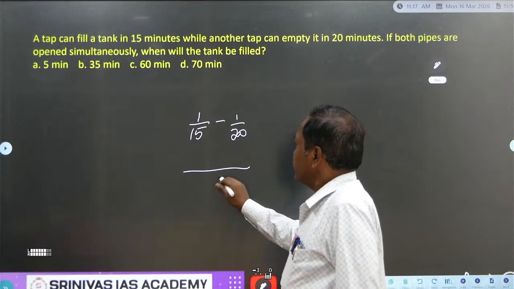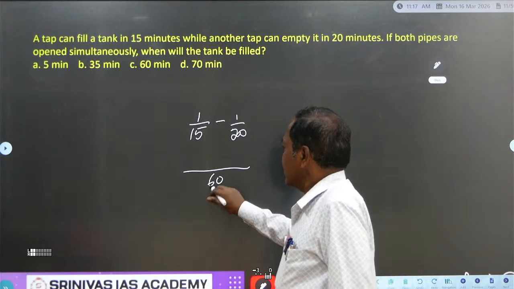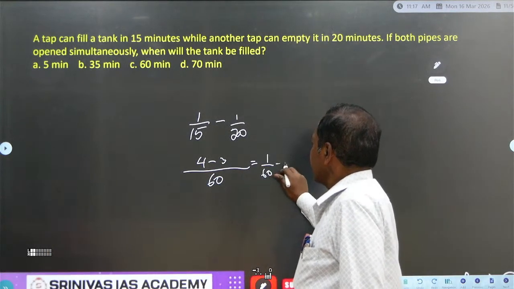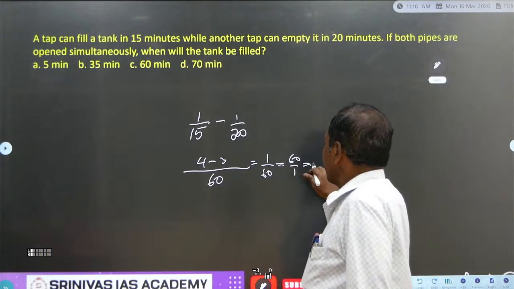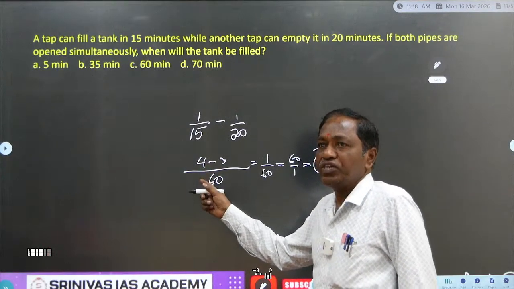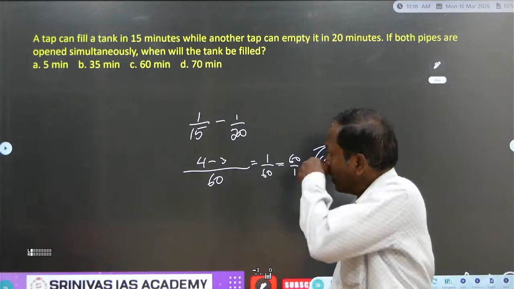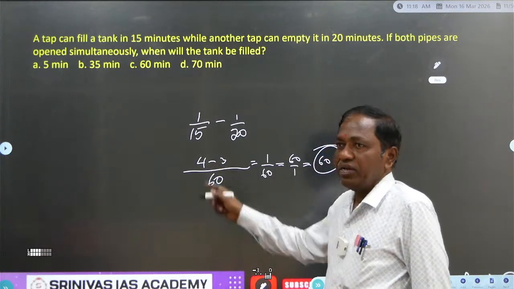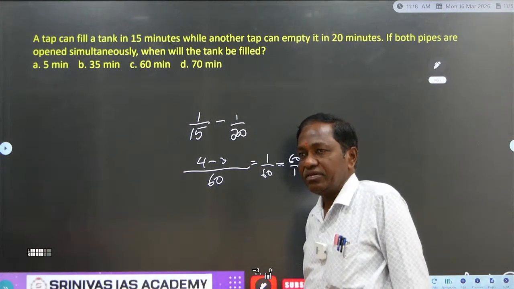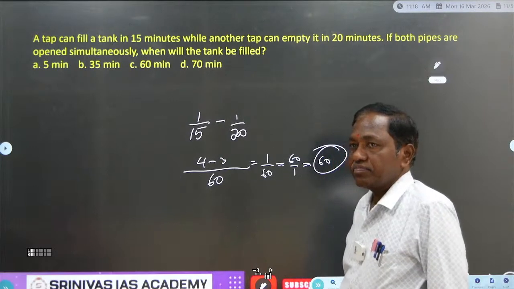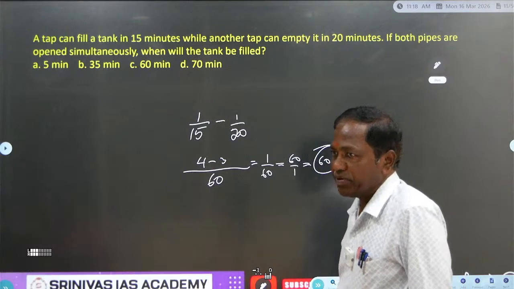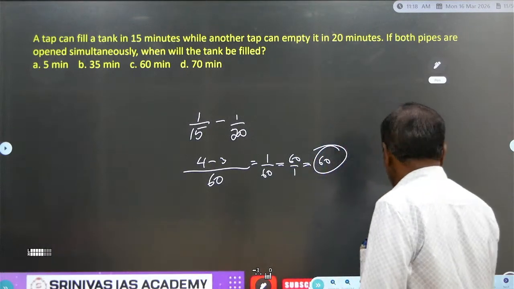What is the LCM of 20 and 15? 60. 4 minus 3 means 1 by 60, and 60 by 1 is 60. You can also think of it as units: the first pipe will finish 4 units in 1 hour like that. Whatever the LCM we take, that is 60, all can be treated as units also.